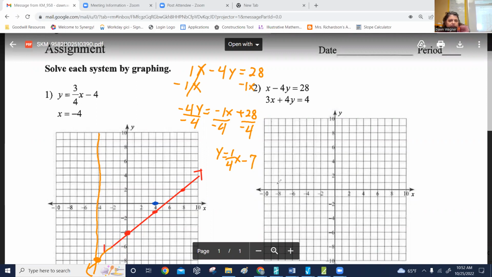Negative 7. So now I'm going to go down a negative 7, make my dot, and I'm going to go up 1/4. 1, 2, 3, 4. Because this is positive, so you go up and over. And I'm going to do it again. Up 1/4. 1, 2, 3, 4. I can go up 1, but I won't have enough room to go over 4. I could go down 1 over negative 4. 1, 2, 3, 4 to get the other side of the graph too. Then I make a nice straight line through a whole graph.